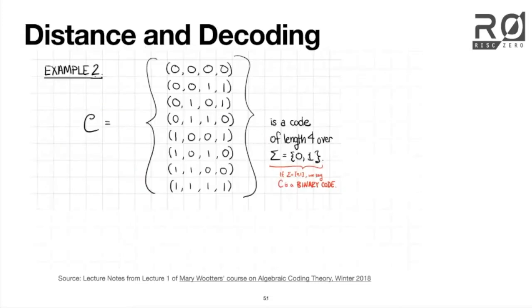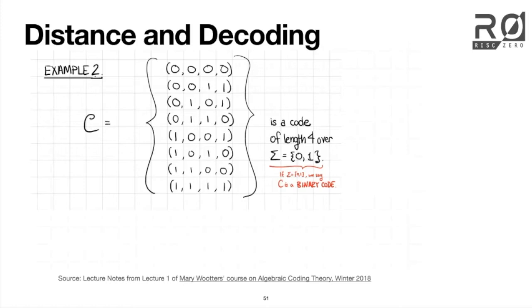Let's look at another example here, and we can get a little bit more concrete about what we mean by distance, what we mean by decoding here. So here's an example of a code. It consists of strings of length 4, where every entry in the string is either a 0 or a 1.